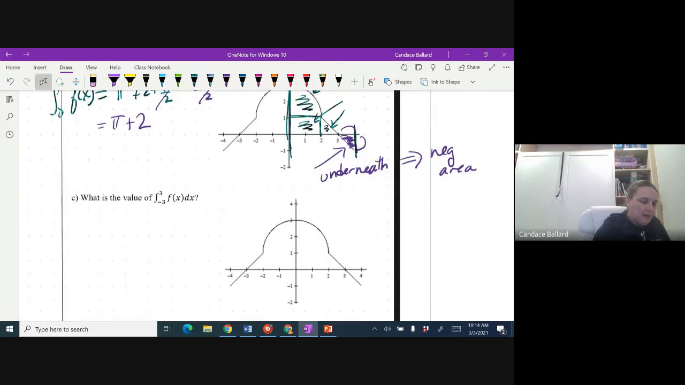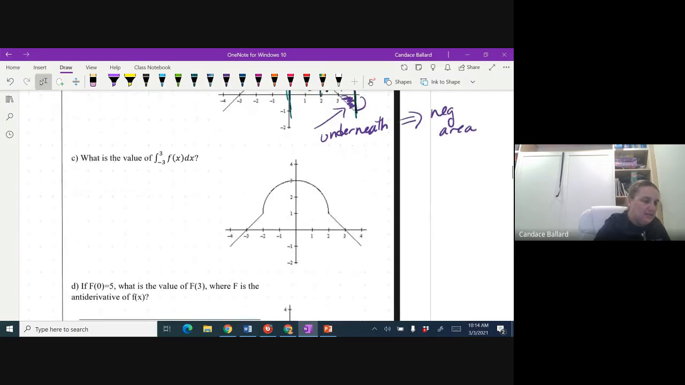All right. I am going to look at C now. So C says that we have to go all the way from -3 to +3.